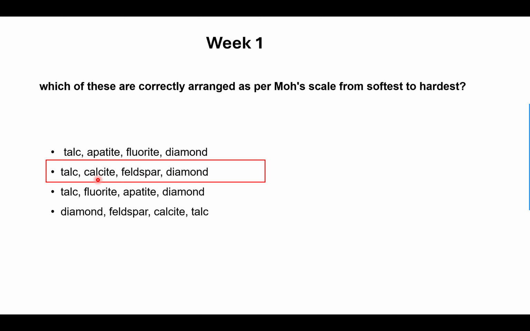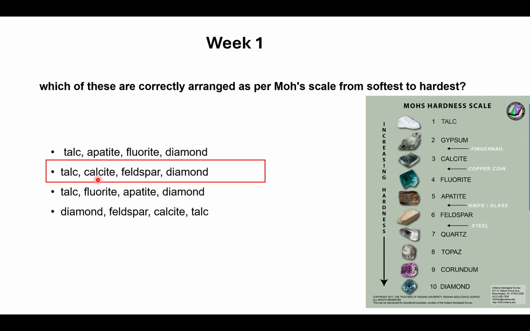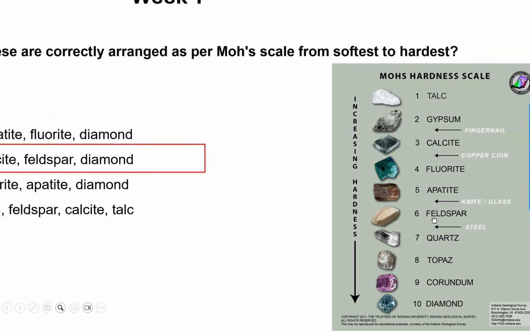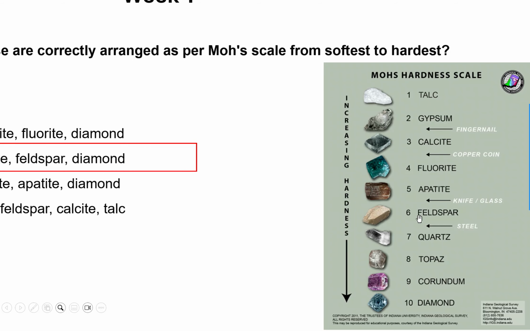It is talc, followed by calcite, followed by feldspar, and diamond. So this is how the Mohs scale of hardness looks, where things fall. If you look at our fingernails, which we can easily bite, most of us do, that's where the talc and gypsum come in. So they are relatively very soft.